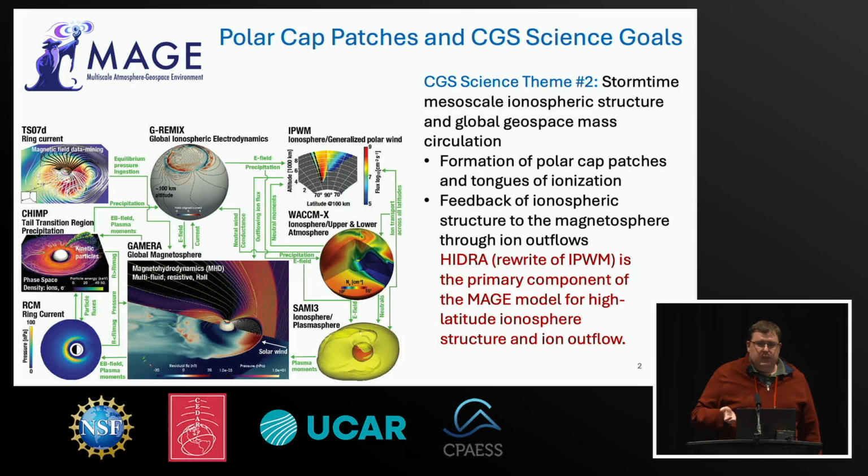We have multiple science goals within the CGS team, but our CGS Science Team 2 is the one that is most directly relevant to this grand challenge. So Science Team 2 is storm time mesoscale ionospheric structure and global geospace mass circulation. That science theme includes the formation of polar cap patches and tongues of ionization, and the feedback of ionospheric structure to the magnetosphere through ion outflows and mass recirculation.